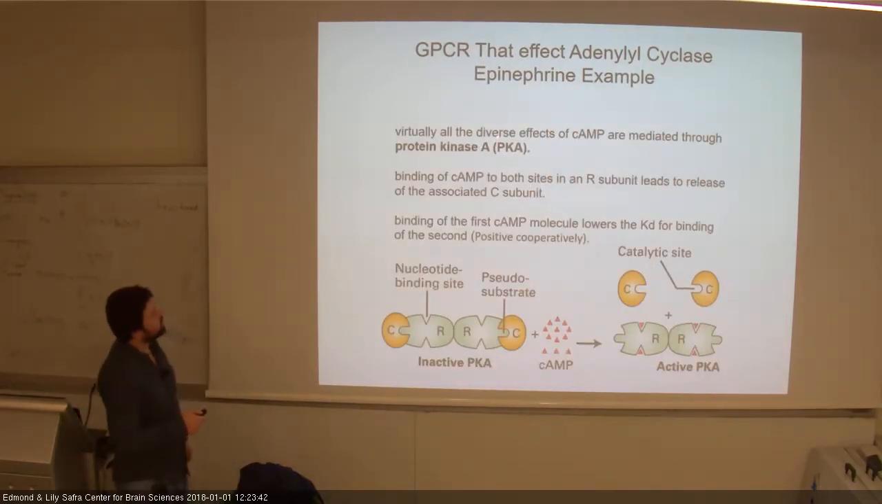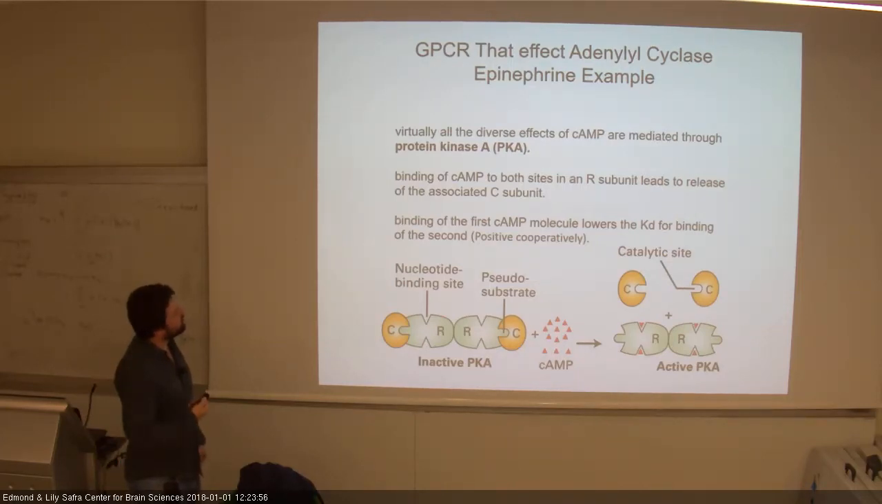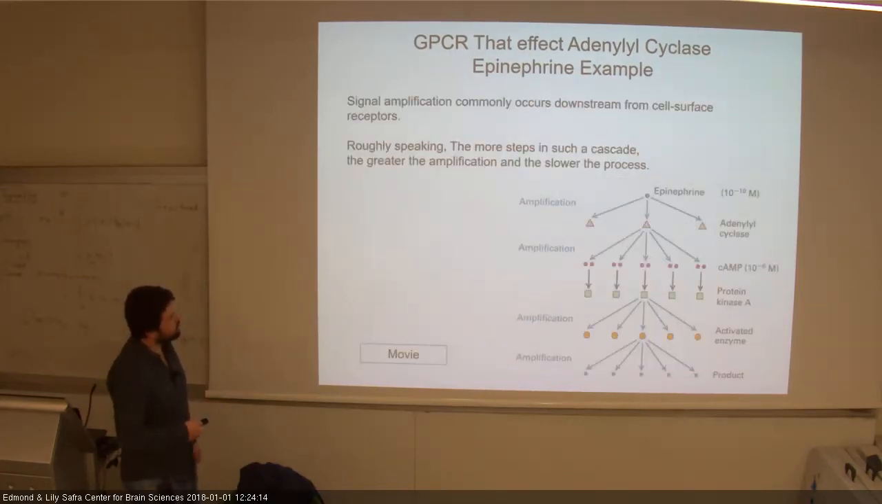So after the cyclic AMP is produced, it relays the signal that comes from epinephrine with protein kinase A, which you all by now should know about. Binding of cyclic AMP to the R subunit of the protein kinase releases the catalytic subunit, which has the catalytic site that can now go and phosphorylate target proteins.